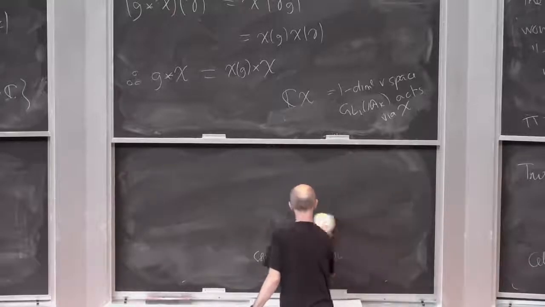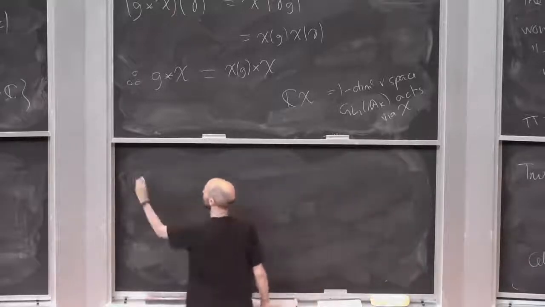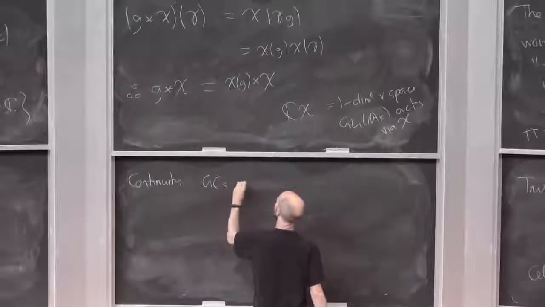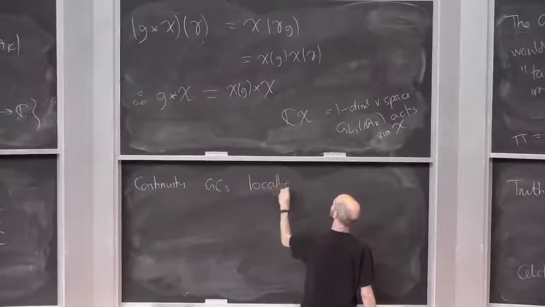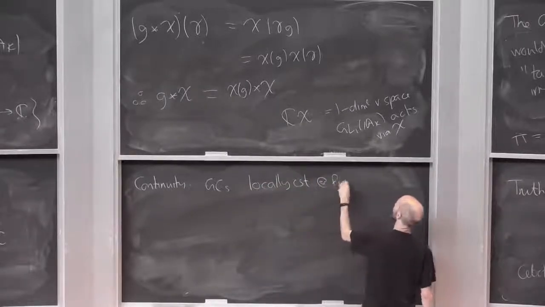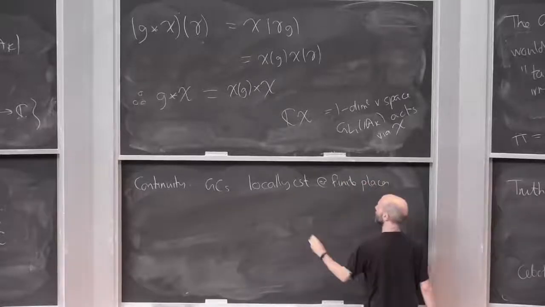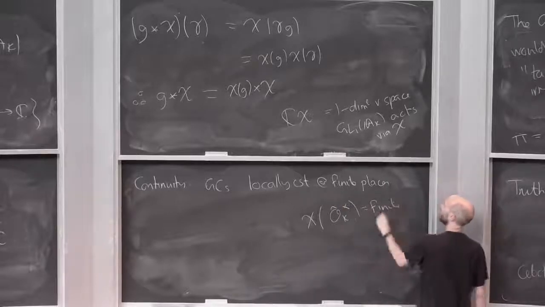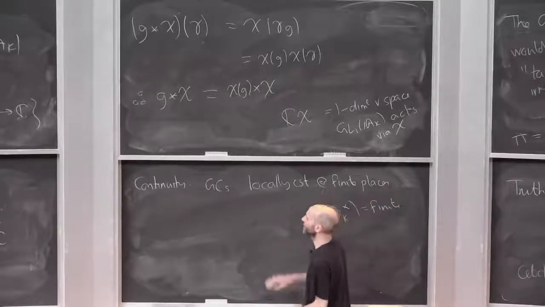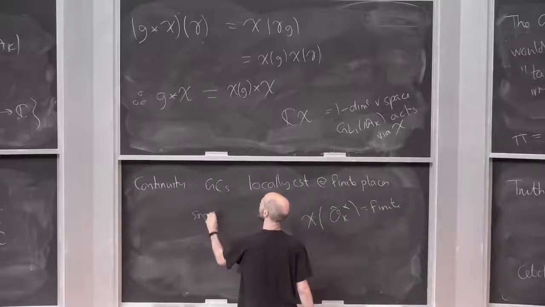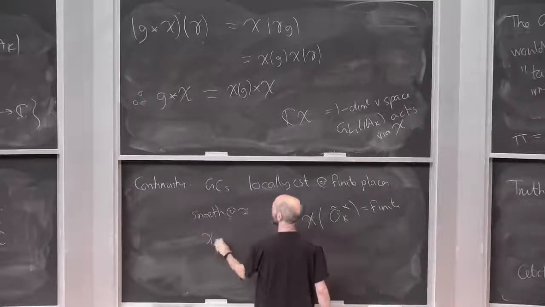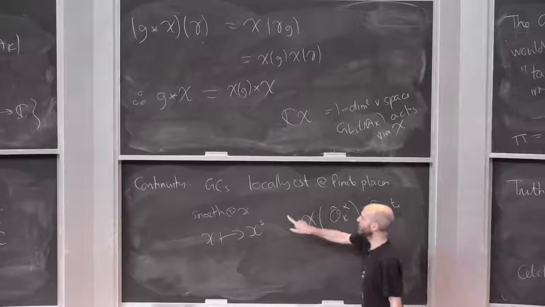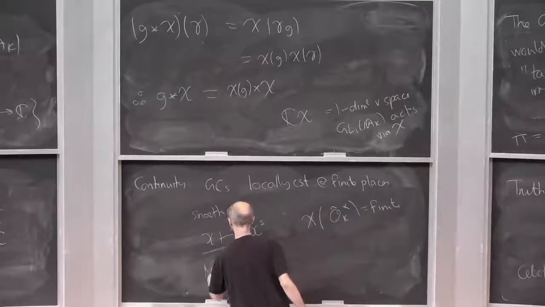Grierson characters, I guess by continuity, are locally constant at the finite places, right? If I look at chi of K-hat-star, that's some finite thing. They're locally constant at the finite places, and they're smooth at the infinite places, right? Because they're like x goes to x to the power s. And in fact, they're more than smooth.